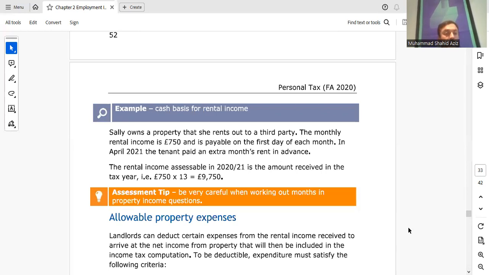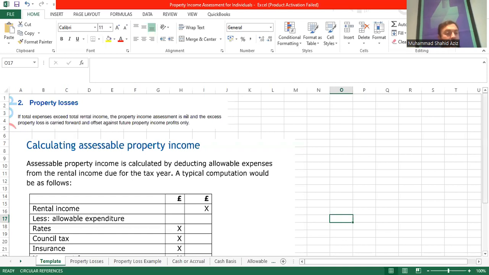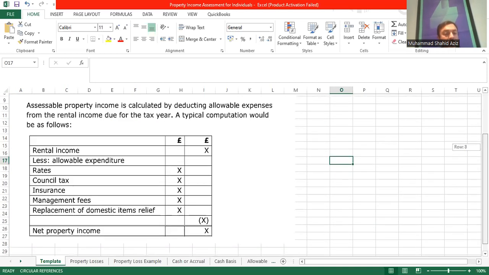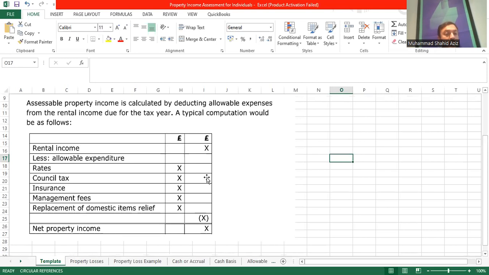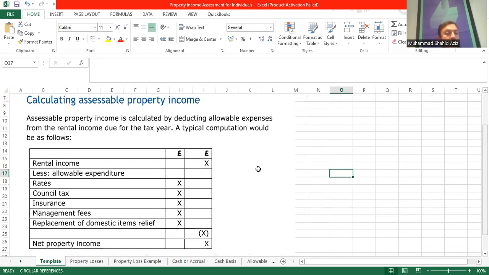So, property income. The first thing is this is a template for property income. Calculate assessable property income. First thing is the rental income less allowable expenditure. We minus the allowable expenditure from our rental income and we will get the total property income.